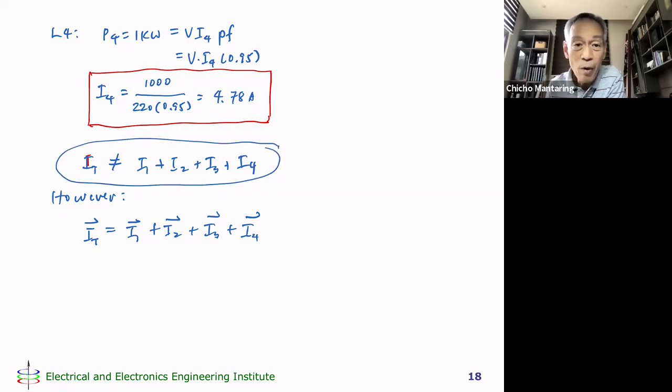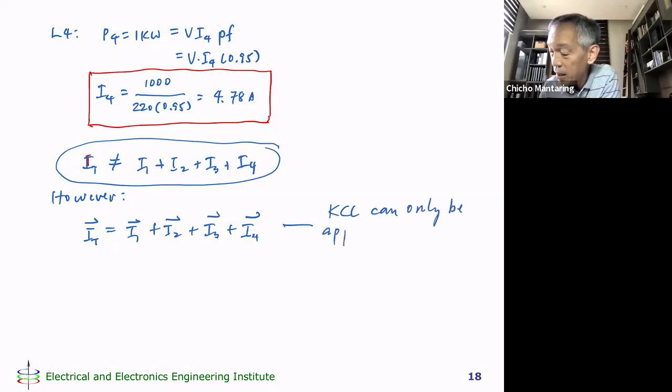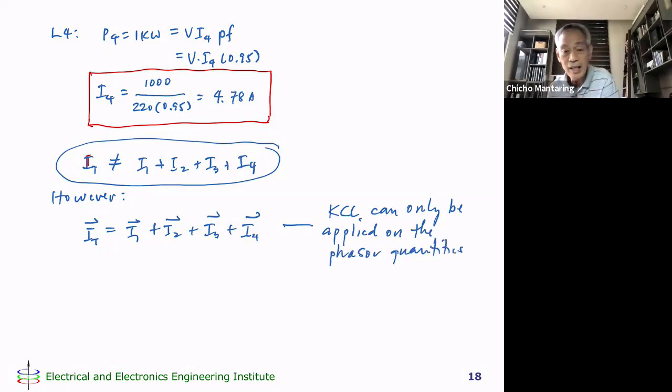Right? Because your I1, I2, I3, I4 will not be in phase. You can only do this if all your currents are in phase. Remember that your currents have angles. You can only add the phasors together. So when you apply KCL, this is like a warning: KCL can only be applied on the phasor quantities.